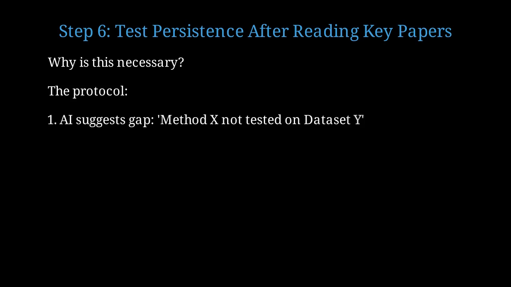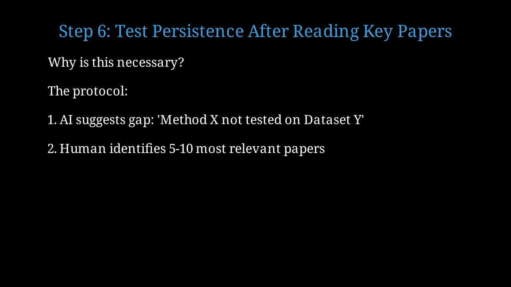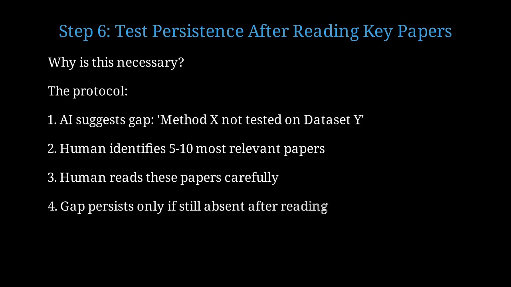1. The AI suggests a gap. For example, method X has not been tested on dataset Y. 2. A human expert identifies the 5 to 10 most relevant papers in that area. 3. The human reads these papers carefully, looking for any mention of method X applied to dataset Y, even in passing. 4. The gap is considered valid only if it's still absent after this careful reading.